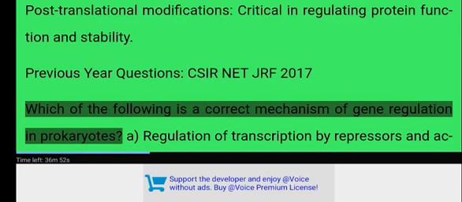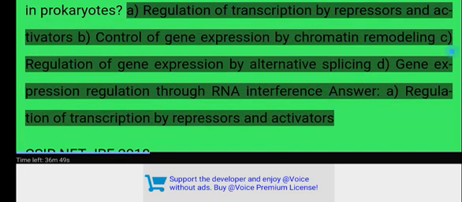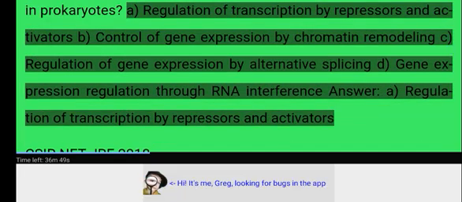Which of the following is a correct mechanism of gene regulation in prokaryotes? A. Regulation of transcription by repressors and activators. B. Control of gene expression by chromatin remodeling. C. Regulation of gene expression by alternative splicing. D. Gene expression regulation through RNA interference. Answer: A. Regulation of transcription by repressors and activators.